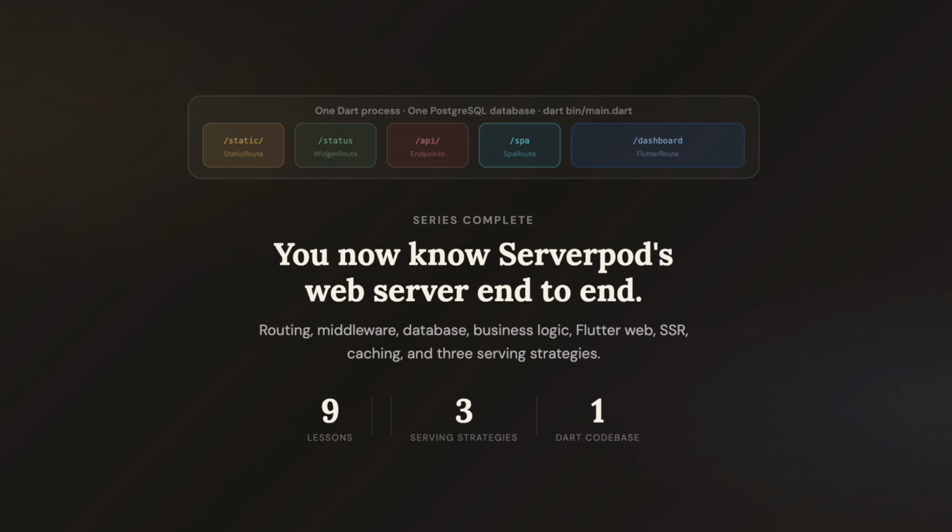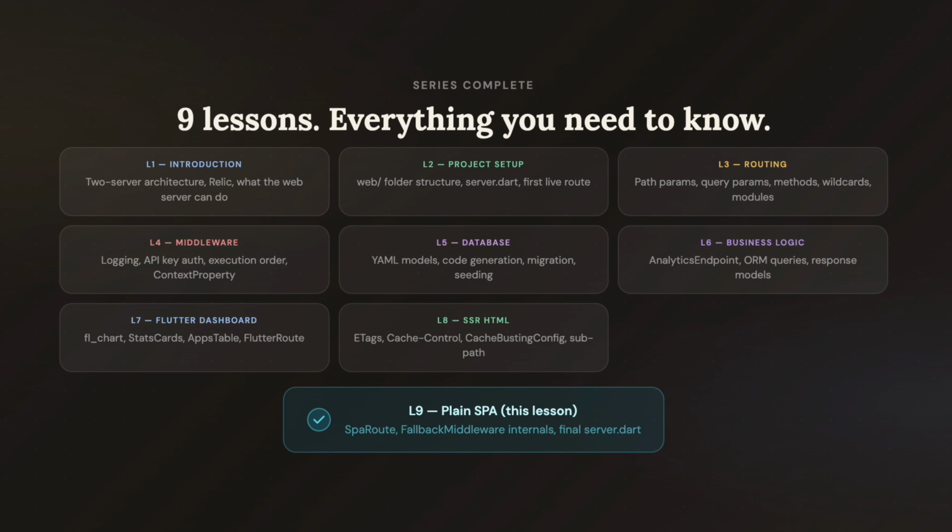In this final lesson, we served a plain vanilla JavaScript SPA using SPA route, understood the fallback mechanism internally, and assembled the complete final server.dart running all three serving strategies simultaneously. Great. So thank you for following along to the end. You now have a complete practical understanding of Serverpod's web server, everything you need to build real production web experiences alongside your Flutter mobile app, all in Dart, all in one project.